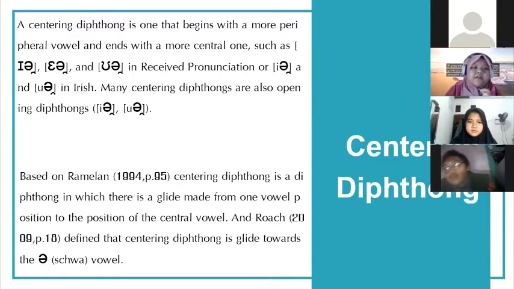Based on Ramelan in 1994, page 95, a centering diphthong is a diphthong in which there is a glide made from one vowel position to the position of the central vowel. And Wrote in 2009, page 18, defines that a centering diphthong is a glide towards the air like the square vowel.